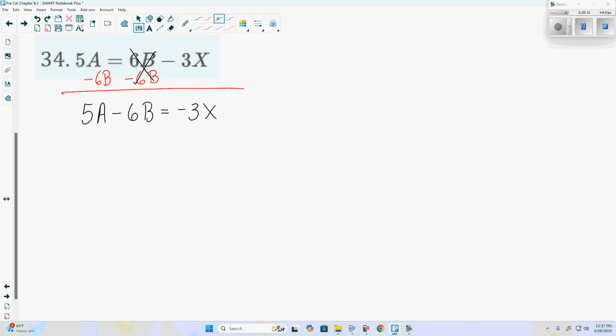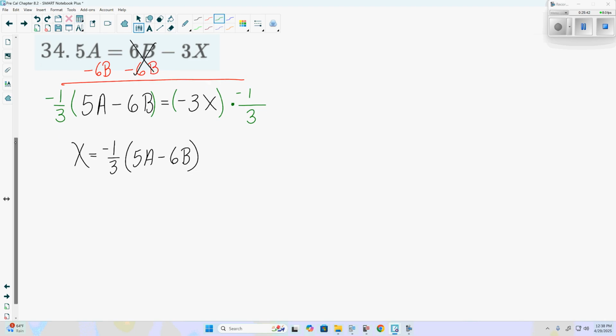Now again, we can't divide with matrices, so we'll use reciprocal multiplication. We're going to flip the number in front of x. So instead of dividing by 3, we're going to multiply by 1/3. And since it is negative, we would multiply by negative 1/3, telling us x is equal to negative 1/3 times 5a minus 6b.